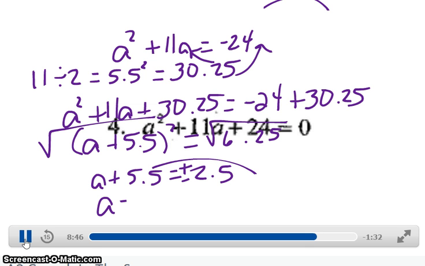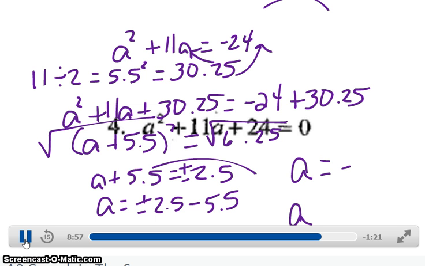Move the 5.5, a is equal to plus or minus 2.5 minus 5.5. A is equal to 2.5 minus 5.5 is negative 3. A is equal to negative 2.5 minus 5.5 is negative 8.